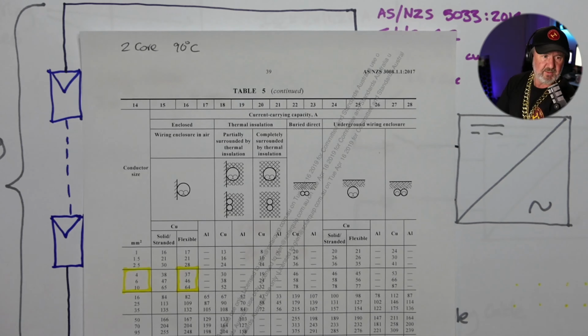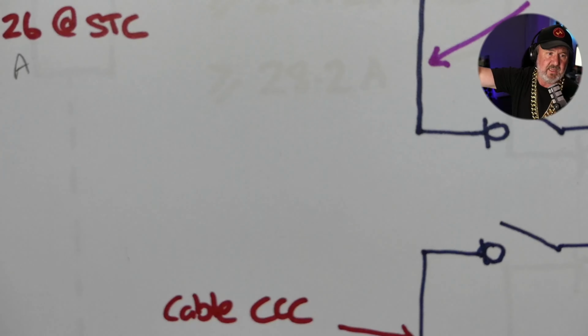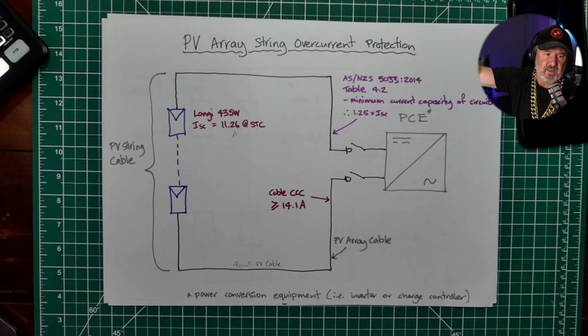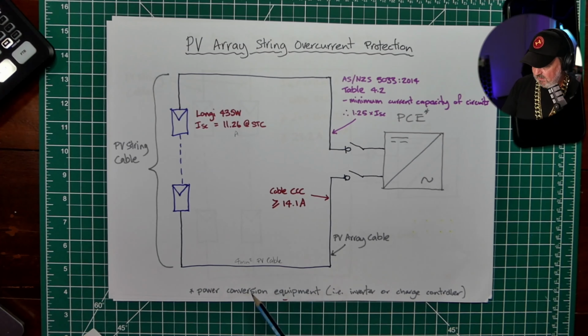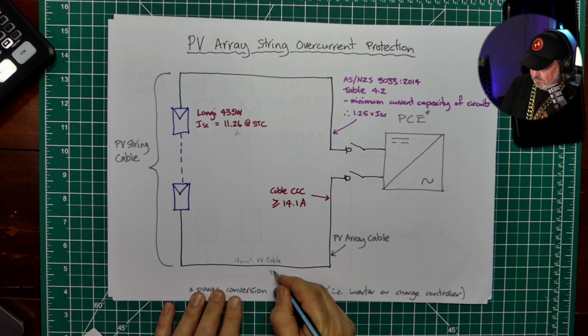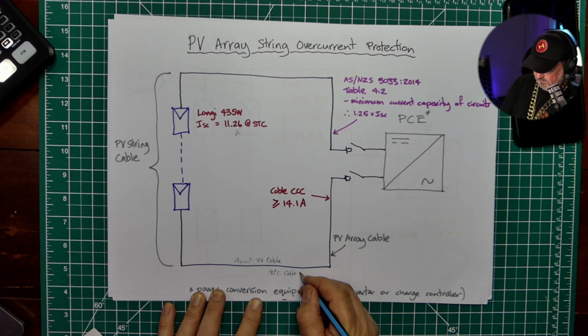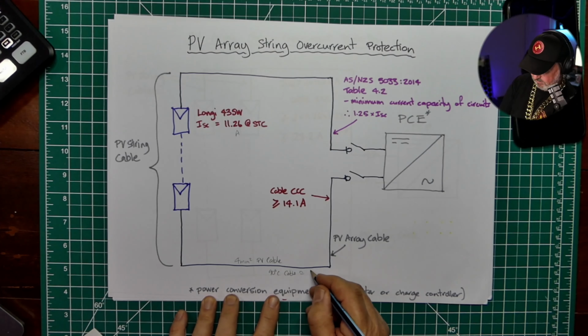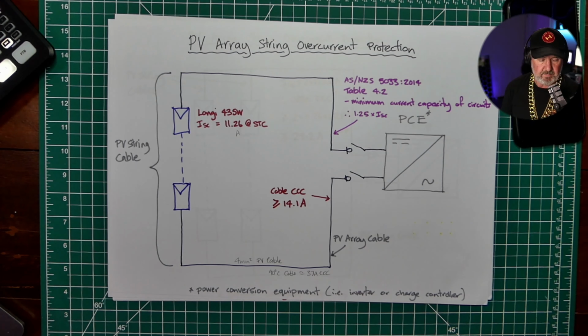So will our 4mm cable do it? No worries at all. Our 4mm cable will be absolutely fine, carrying 14.1 amps. So if this was 90 degree C cable, and therefore approximately 37 amps current carrying capacity. So all good so far. So we're not damaging our cable.